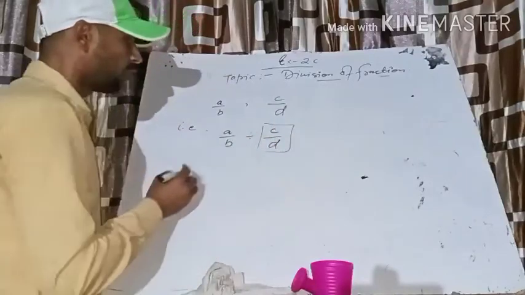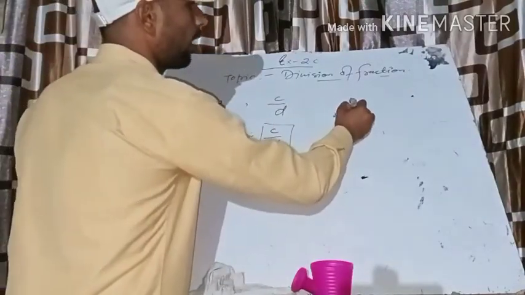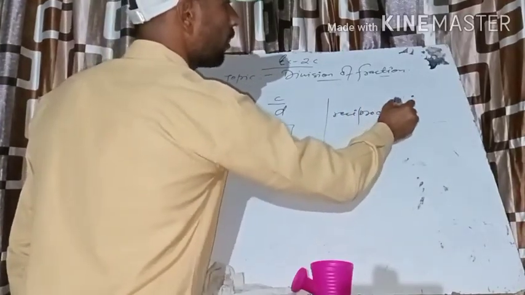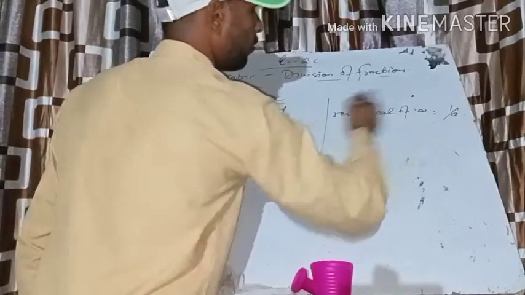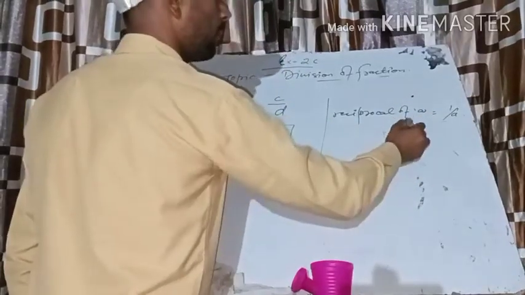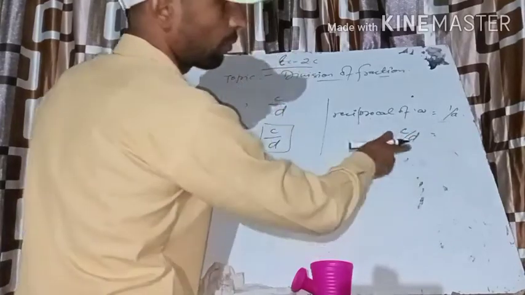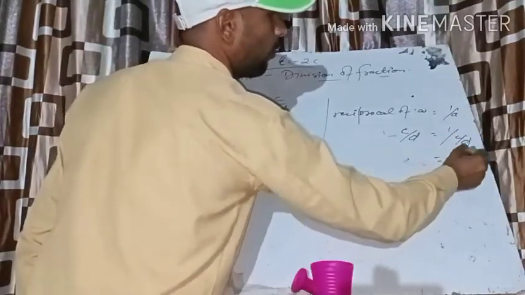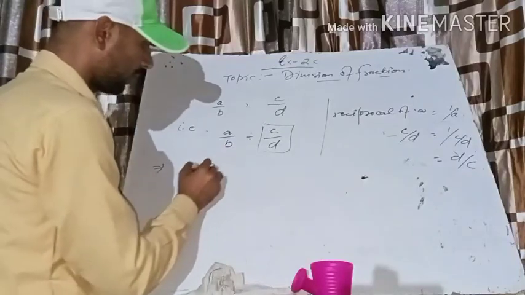Now I hope you know the reciprocal of any number. The reciprocal of any number is what? Suppose the reciprocal of a is 1 upon a. So what will be the reciprocal of c upon d? That is 1 upon c upon d, that is d upon c.